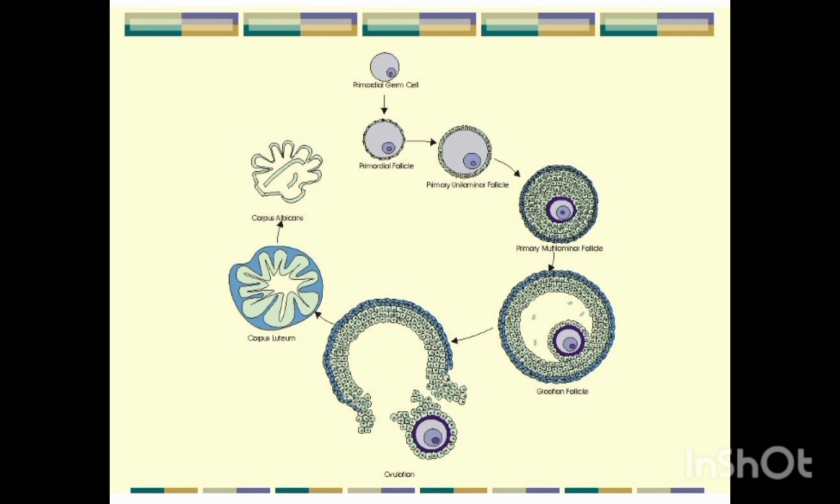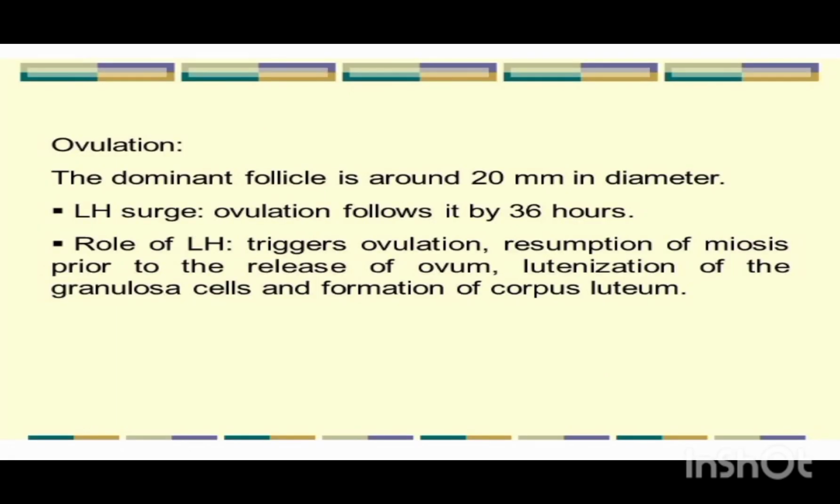The egg releases when it is matured, otherwise it is immature. It is just like a dot. When it gets matured, only then does it get released. That is called ovulation. The dominant follicle is around 20 mm in diameter. When the ovum is matured, its size is 20 mm. When it reaches 20 mm, only then is it ready to meet with the sperm. If it is not 20 mm, it is not ready to meet the sperm and to conceive.